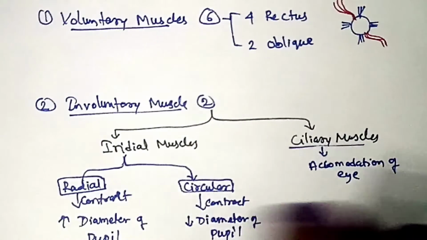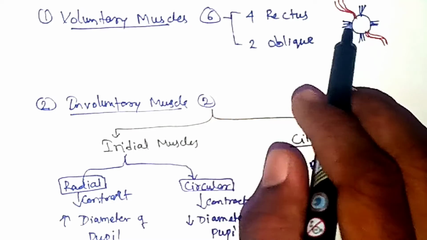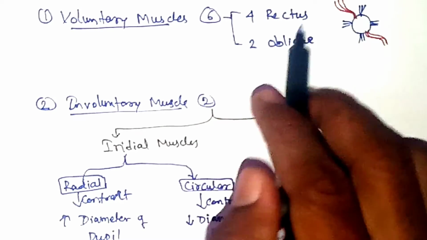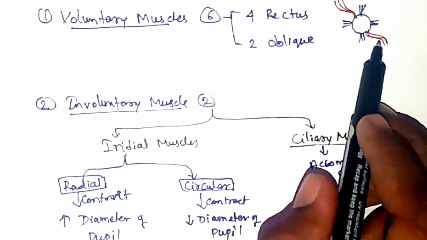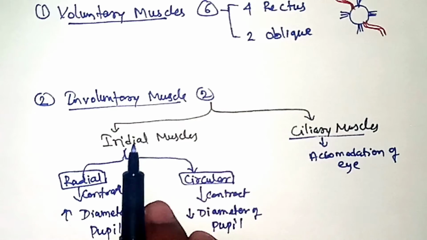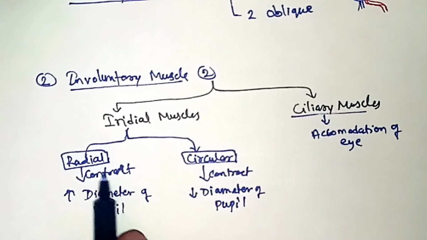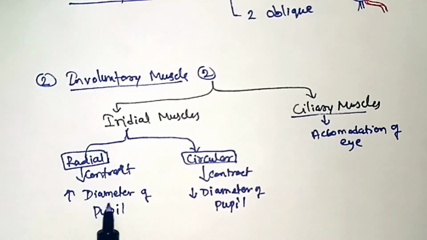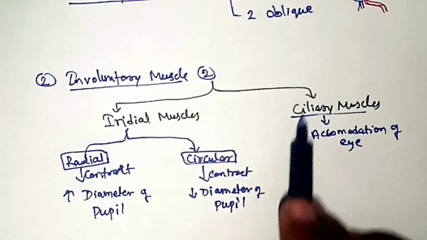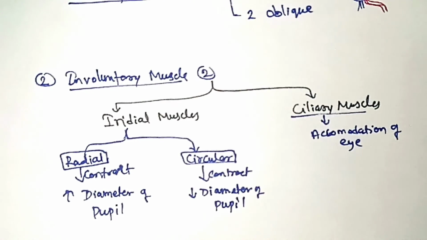So these are the muscles of the human eye: voluntary muscles and involuntary muscles. Voluntary has total 6 muscles, 4 rectus and 2 oblique. Involuntary muscles are of two types, iridial muscles and ciliary muscles. Iridial muscles have radial and circular muscles. If radial muscles contract, the diameter of the pupil will increase. If circular muscles contract, it will decrease. And if ciliary muscles contract or relax, it is called accommodation of the eye.